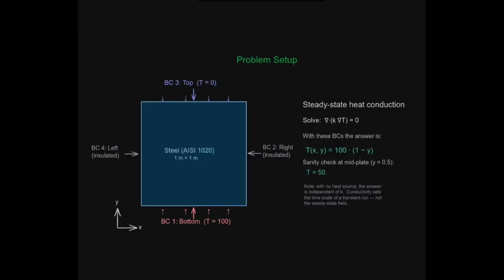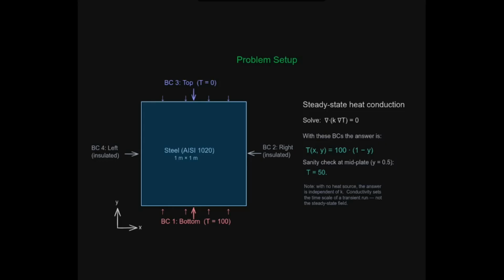Alright, here is the problem in one picture. A 1 meter steel plate, bottom held at 100, top held at 0, and both sides are insulated, no heat in or out. We want to know what the temperature looks like everywhere in the middle. To solve it, we are going to use a tool called ElmerStudio.